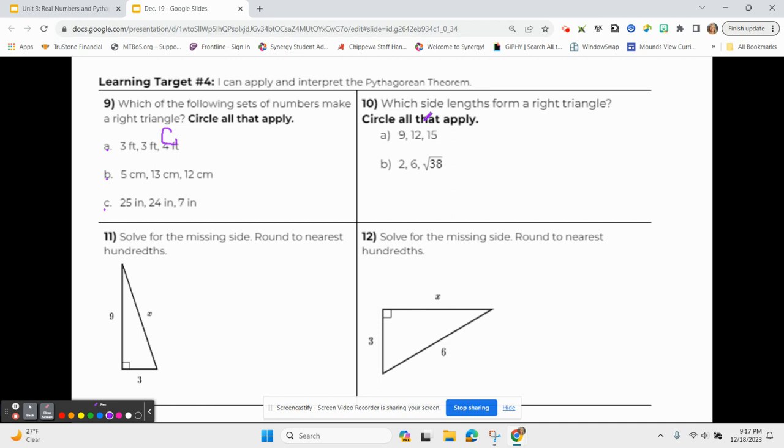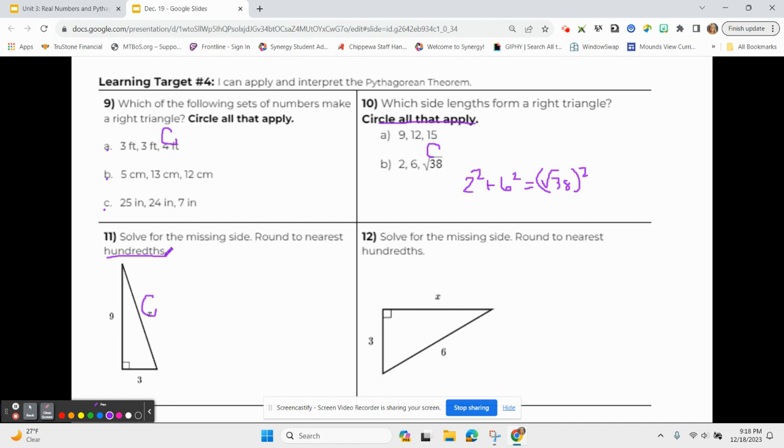Same thing for number 10. Which side lengths form a right triangle? So here, notice you've got this square root. So again, here's going to be my C. So you're going to check, does 2 squared plus 6 squared equal the square root of 38, all of that squared? You are checking to say yes or no. Circle all that apply. Number 11, you are missing, it looks like the hypotenuse here, rounded the nearest hundredth.